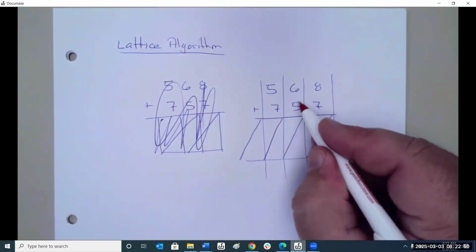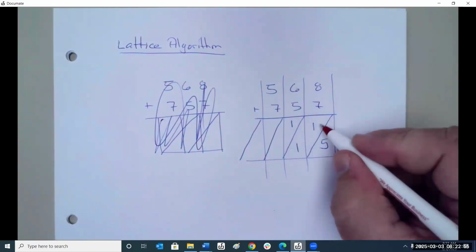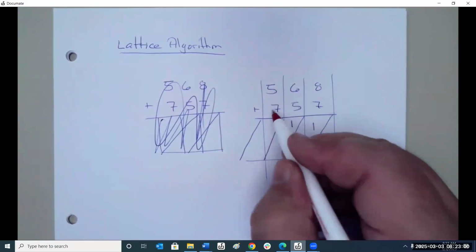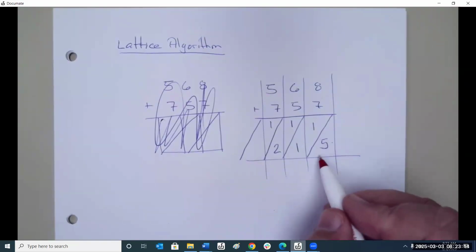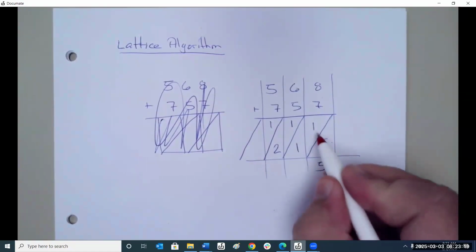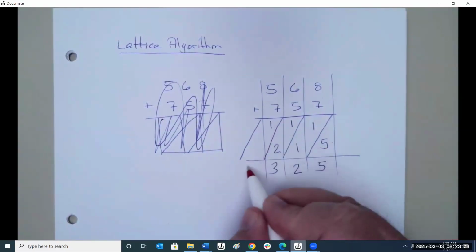What is 6 plus 5? 11. So it's the 10s go on top and the 1s go on the bottom. And then 7 plus 5 is 12. So what's the final answer here? Well, look at the columns. This one's 5. 1 plus 1 is 2. 1 plus 2 is 3, and then a 1.